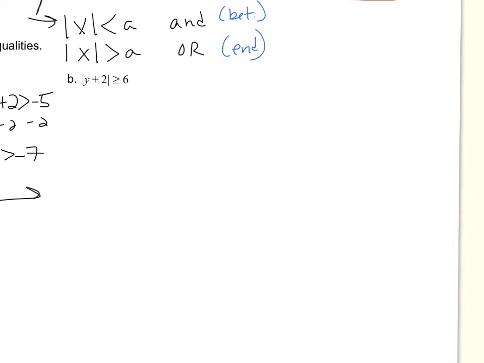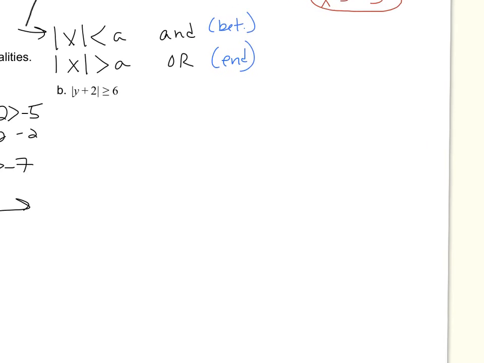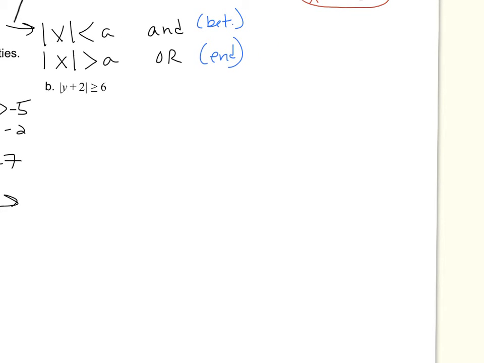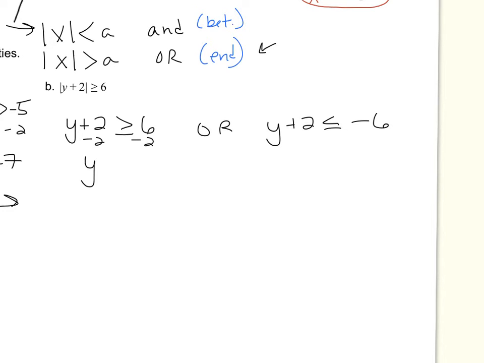All right, let's look at B. Now, B is one of our OR ones because it is greater than or equal to, so we have an equal in this case. So I'll write this as y plus 2 greater than or equal to 6, or y plus 2 less than or equal to -6. So if I solve this, subtracting 2, y is going to be greater than or equal to 4, or when I subtract 2 here, y is going to be less than or equal to -8.